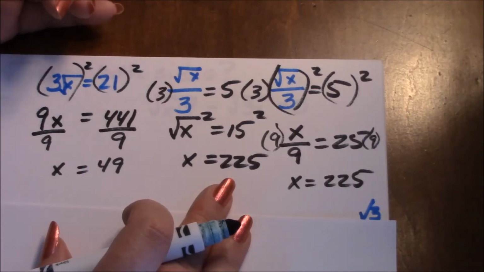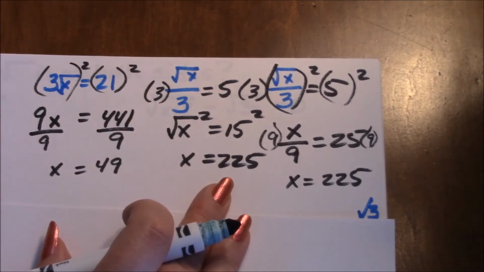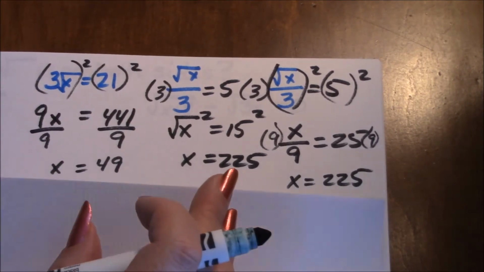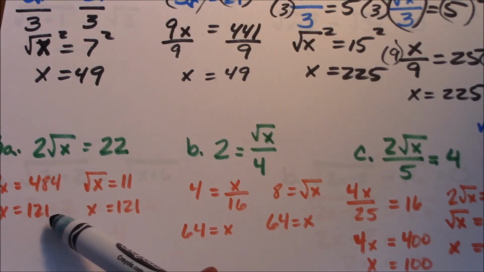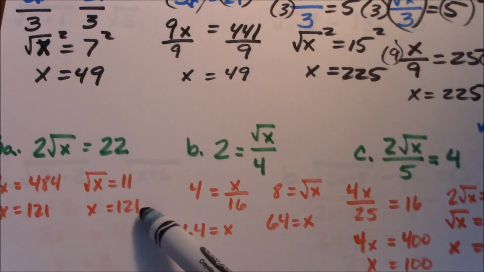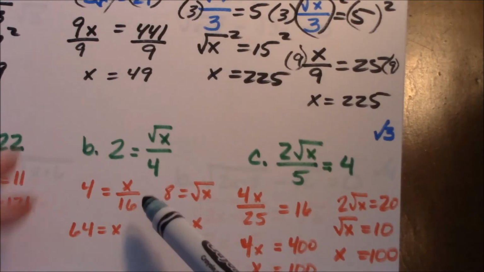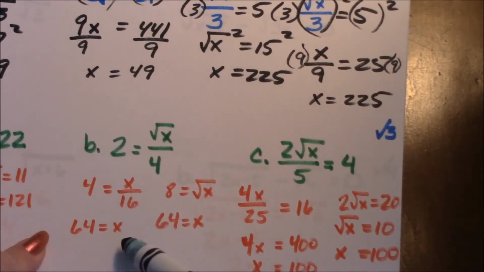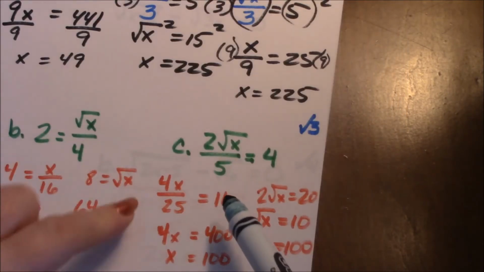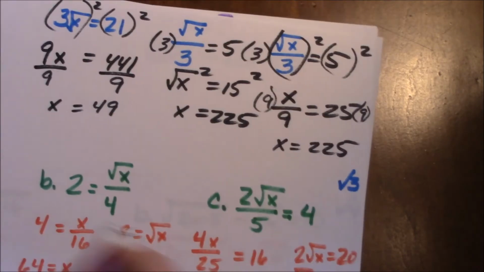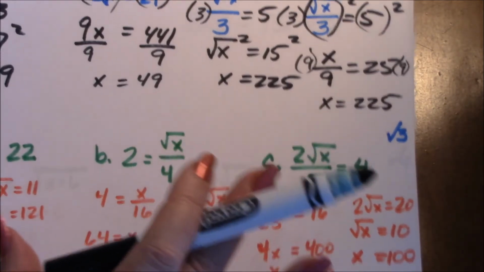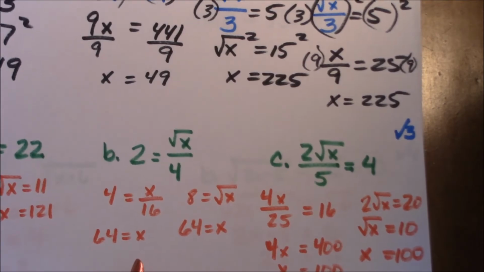So go ahead and pause here and try Check It Out number 3 and come back when you're done. So you can either square both sides or divide by 2 first. On this one, you can square both sides or multiply by 4 first. Here you can square both sides or multiply by 5 first. You didn't have to do it both ways, but whatever way you picked, you can follow the logic here.